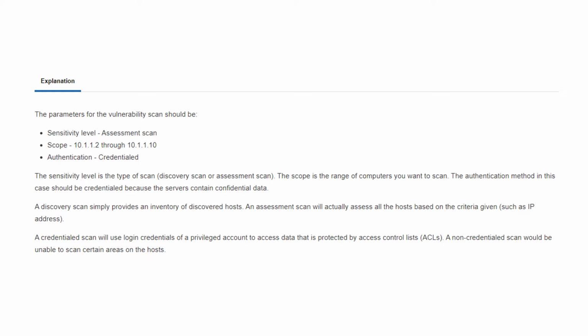A discovery scan simply provides an inventory of discovered hosts. An assessment scan will actually assess all the hosts based on the criteria given, such as an IP address. And a credential scan will use login credentials of a privileged account to assess data that is protected by access control lists, ACLs. A non-credential scan would be unable to scan certain areas on the hosts.